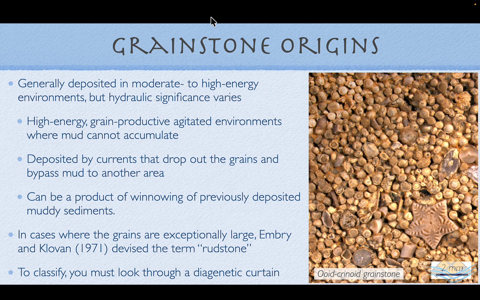We can have high energy, grain productive, agitated environments, so energetic that mud just can't accumulate depositionally. Or grainstones can be deposited by currents that are dropping out the grains and bypassing the mud to other areas. For example, solitons, internal waves passing over the upper slope, can create grainstones from what was originally a carbonate wackestone or packstone. They can be the product of winnowing of previously deposited muddy sediments.